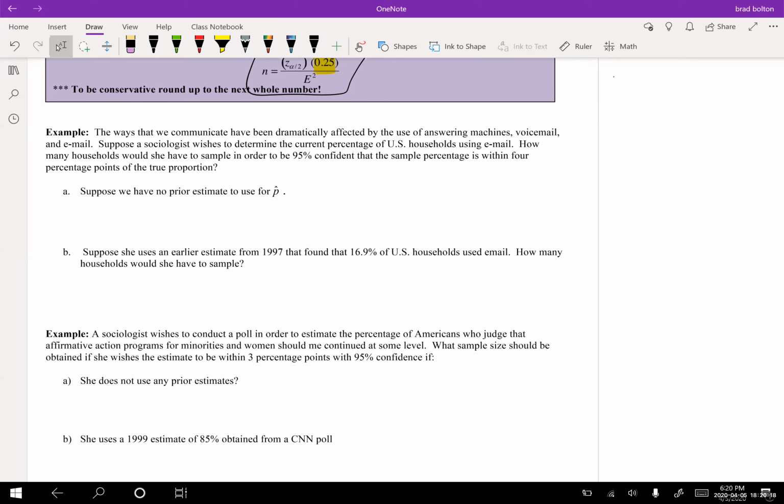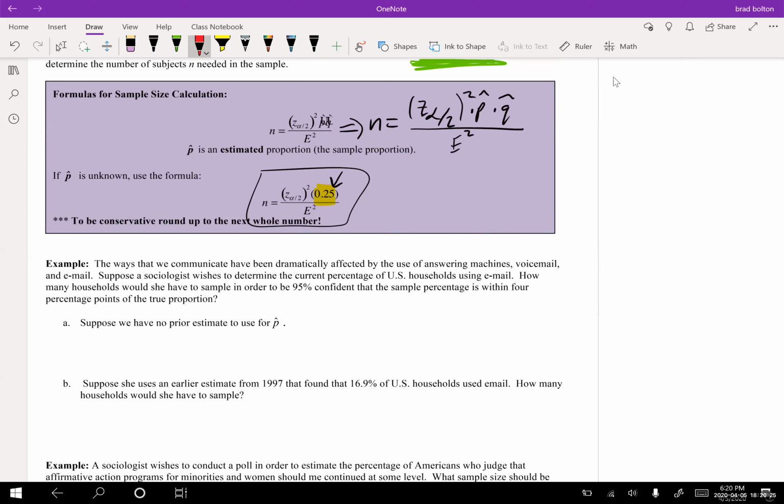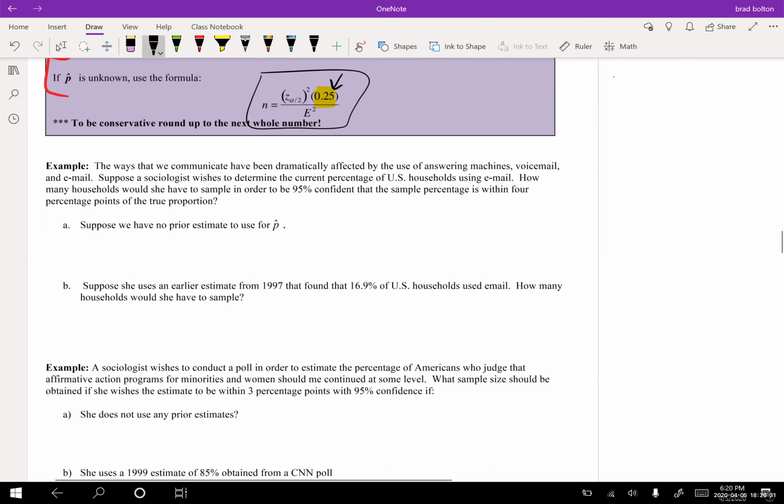Okay, so it says, suppose we have no prior estimate for p hat. So that means that's this guy right here. This guy right here says if p hat is unknown, use this formula. So we have no data, we don't know what to do, and we're going to go through and do this. The formula says that we're going to use n equals, now again, remember, we're not finding a confidence interval this time. We're trying to find out how many samples we need to take in order to be this certain level of confident with this certain level of error.